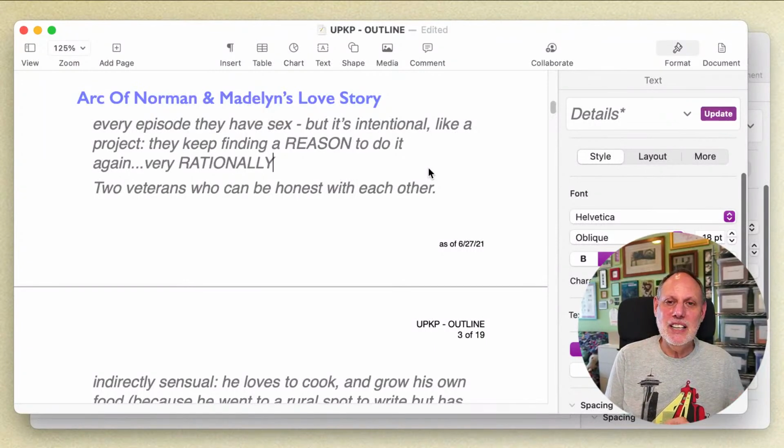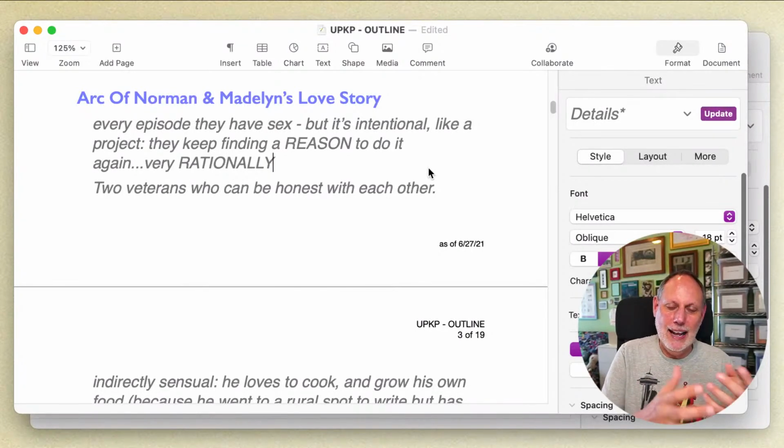And I thought, especially if it's really rational, because one way that you could do that is just to say they can't help themselves. They're just driven by lust. That actually could be very sweet and funny. But I thought more funny if they're actually sort of doing it right. There's always a reason. There's always a good explanation for why they have to have sex again. And I thought of an interesting idea for the first time this happens in the first episode.